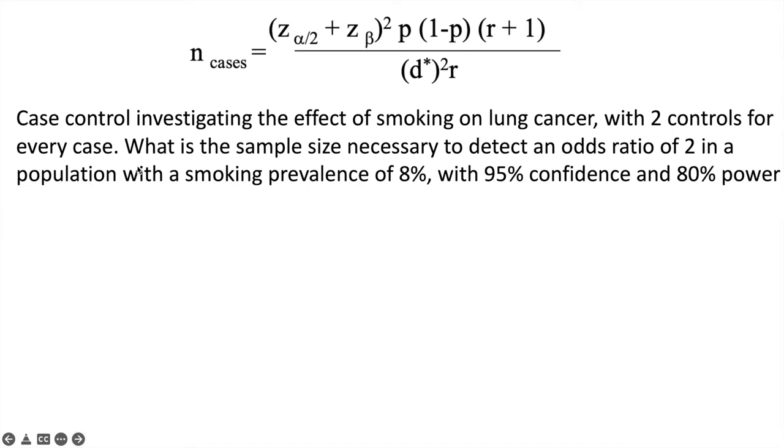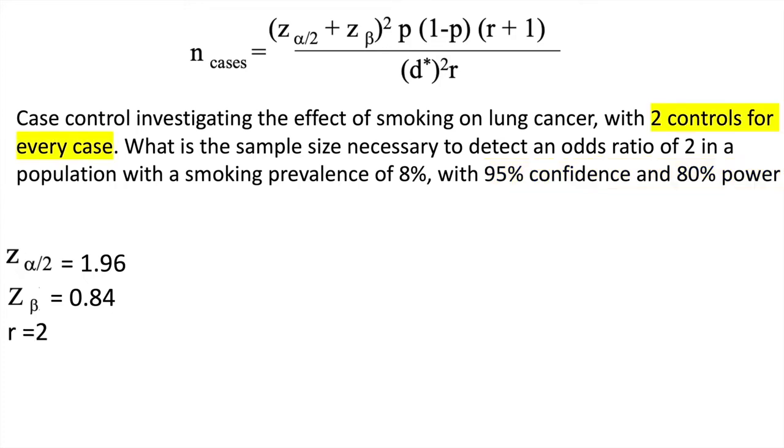So this example I came up with is a case control looking at smoking and lung cancer. We want 2 controls for every case, and we want to find the sample size necessary to detect an odds ratio of 2 in a population where the smoking prevalence is 8%, and we want to have 95% confidence and 80% power. So pulling information out of that, we have Z alpha and Z beta, because we know the confidence and power. We know the ratio of controls to cases. That's something that we choose usually. The prevalence of the exposure is 8%.